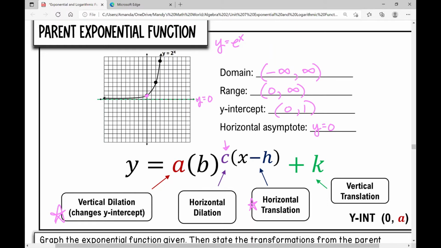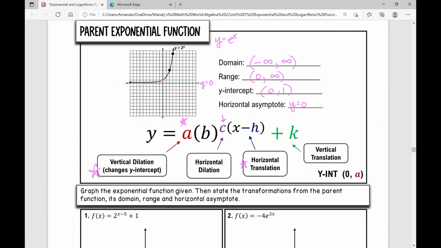And then plus k at the end or in the beginning, we'll see it different ways. But it's not in your exponent, it's not multiplied by b. That is your vertical translation. It's your shift. Your y-intercept is this value right here, a, so it's (0, a).